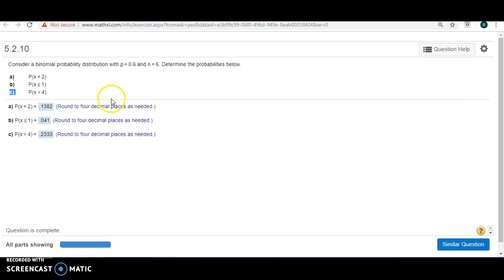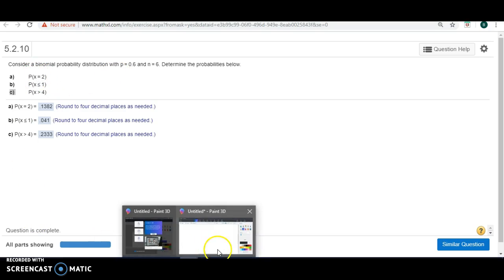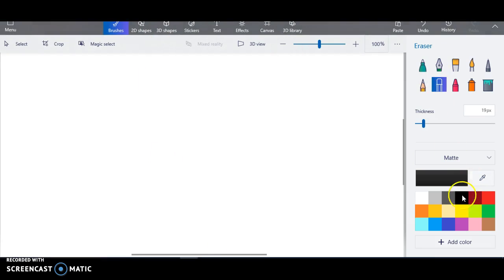Okay, we're going to look at a problem a student had questions about, and this is the particular problem. I'm going to work each one of these just to show you. Obviously here we know P is 0.6 and N is 6, and we need the probability of X equals 2. So we'll start with that. Let's talk about what we know.